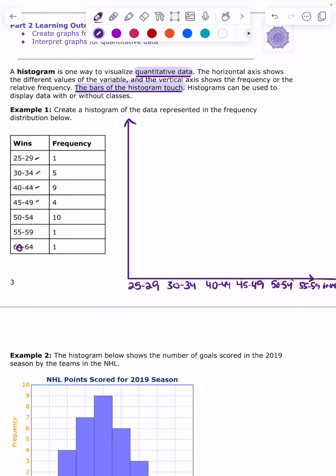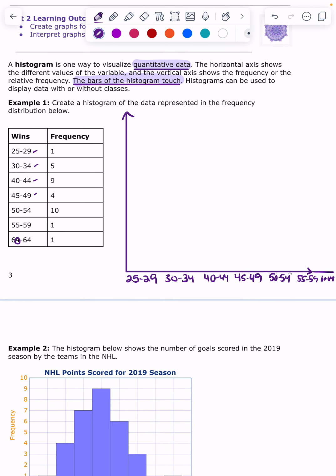And then the highest frequency is 10, so we need to go a little bit higher than 10. 1, 2, 3, 4, 5, 6, 7, 8, 9, 10, 11. Well, I'll do one more, 12. And it's good to label them because it makes it a little easier to draw the graph.